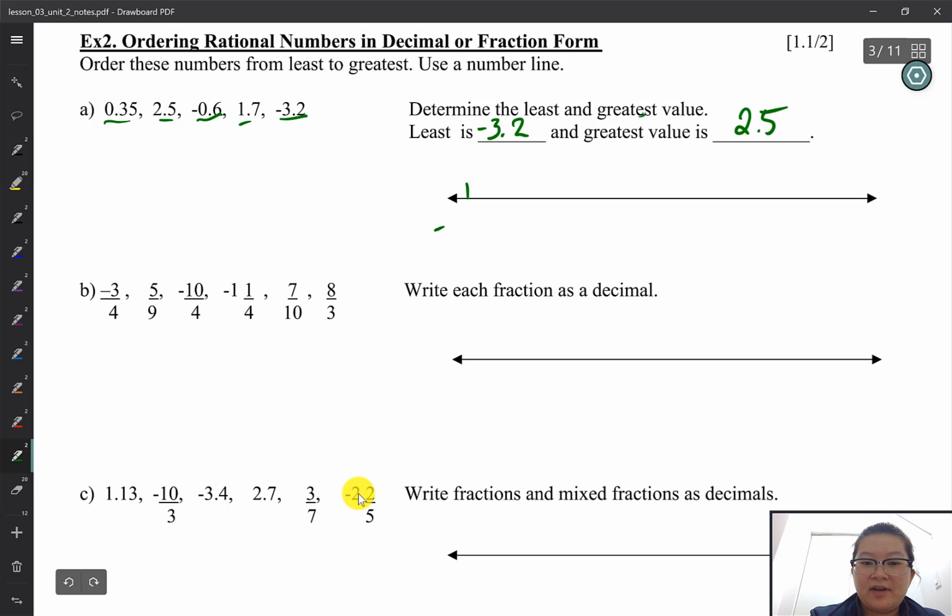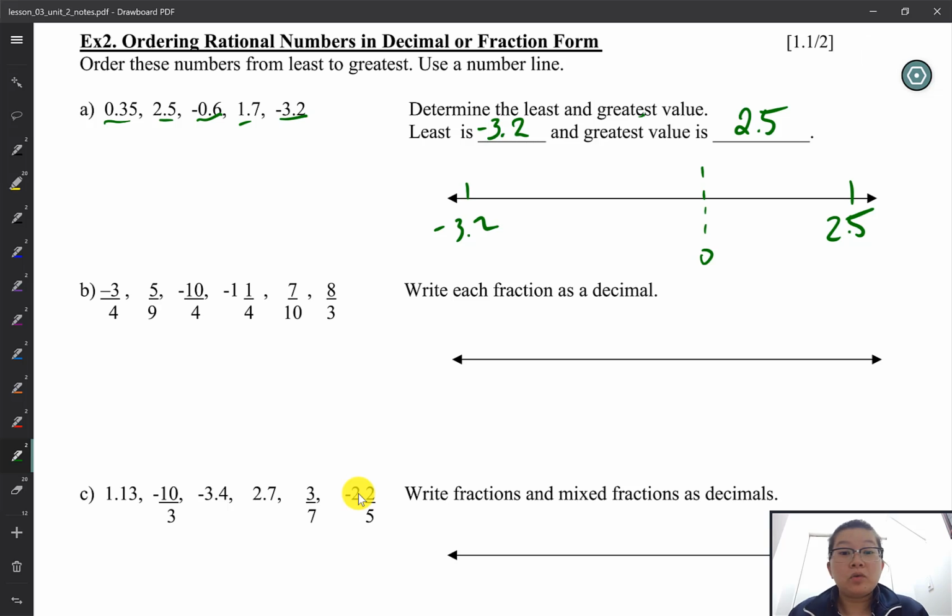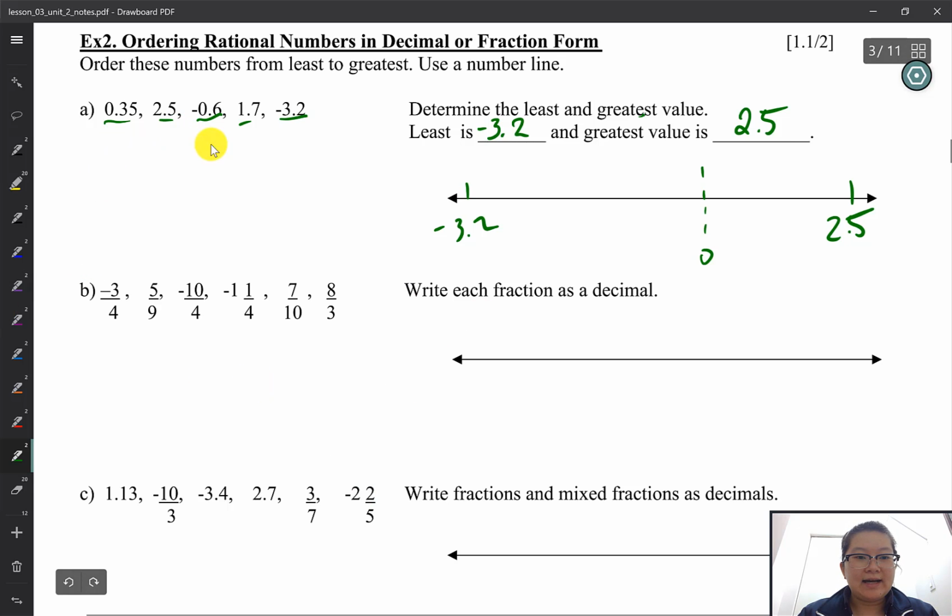Okay, we put these on the number line, and then we try to order everything in between. When I do this, I like to have a reference point of where my 0 is going to be. Even though 0 is not one of the numbers, I like to have it here so I can visualize it. Okay, so let's say that's my 0. It's going to be closer to 2.5 versus 3.2.